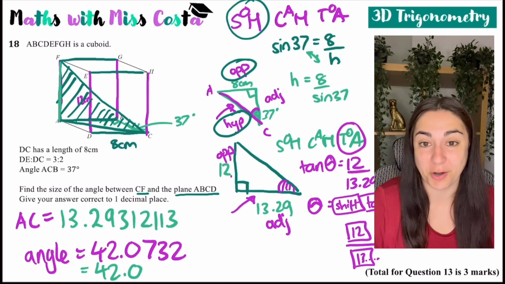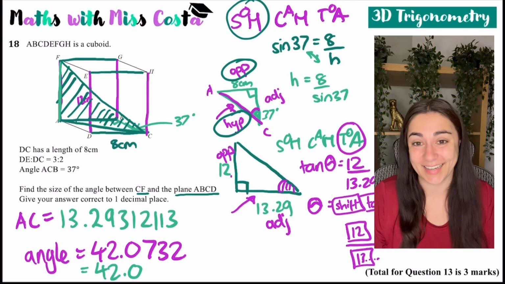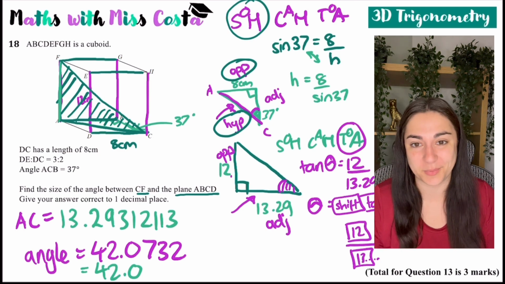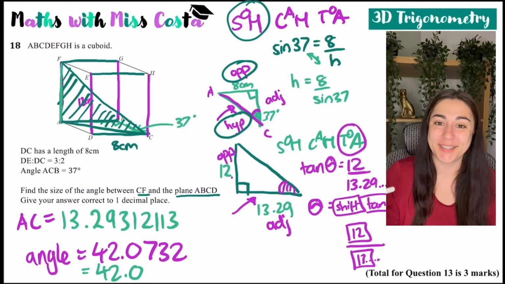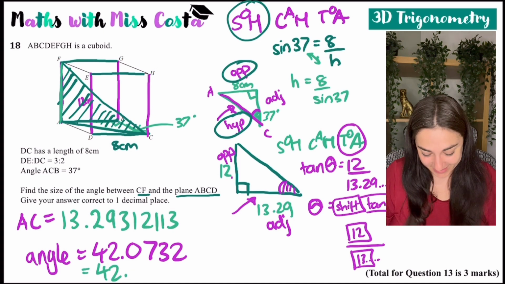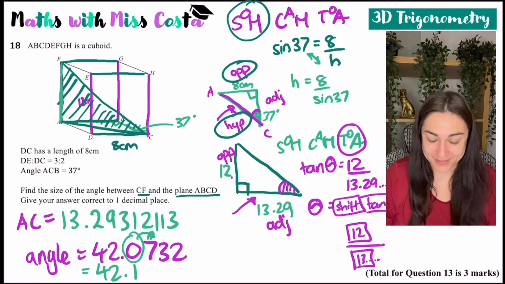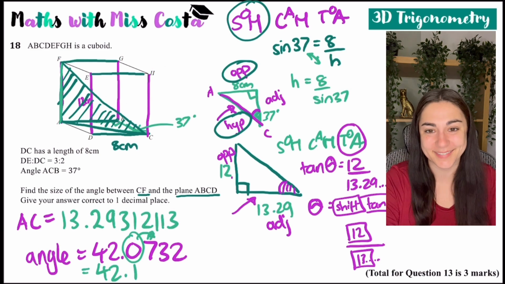Remember, even if it's a 0, if it says to one decimal place, make sure you write one decimal place, just in case, because sometimes that could cost you a mark. Also, I'm very tired, so I rounded that wrong. Obviously, to one decimal place, that would round to 42.1.